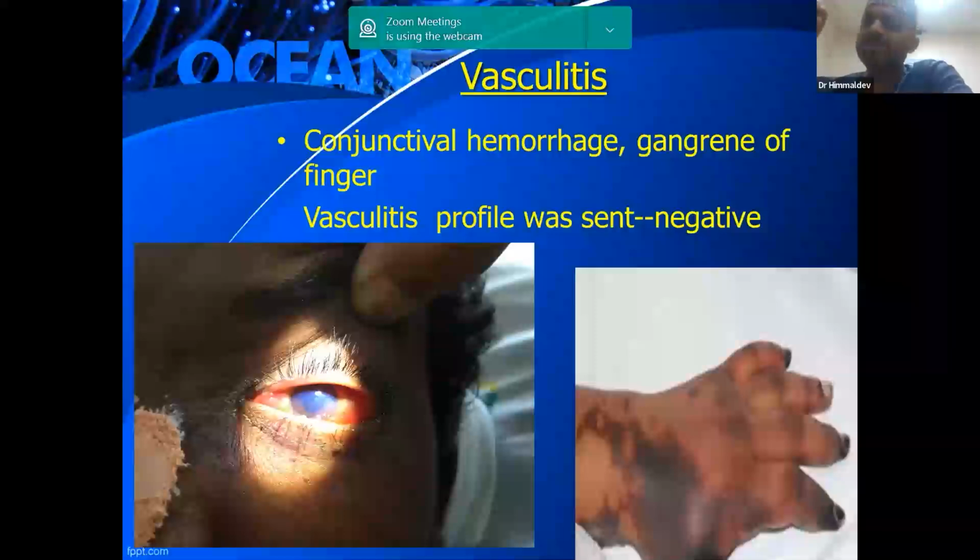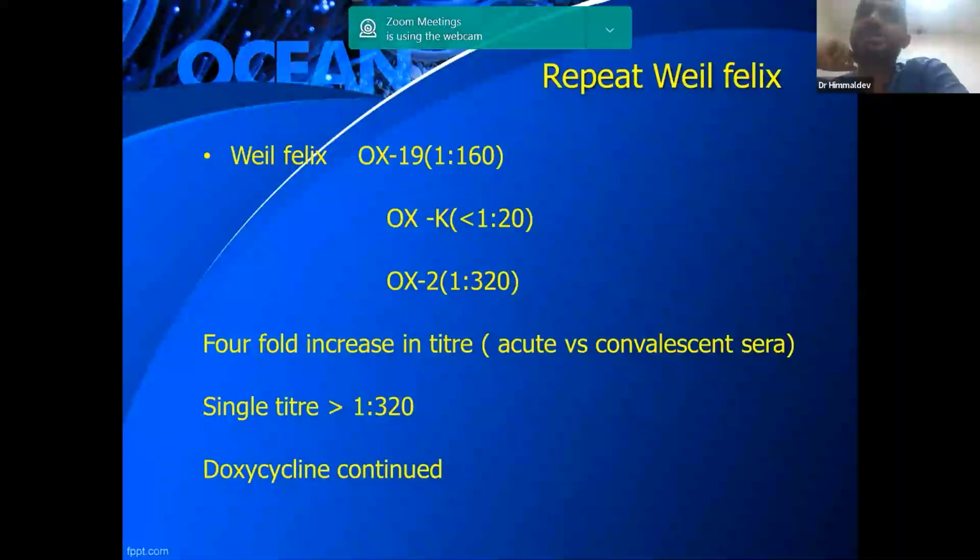But what we did was, after 1 week, we repeated this test. This is called the Weil-Felix test. This is usually done for identification or diagnosis of rickettsial infection. It is basically the detection of antibodies directed against Proteus, and these cross-reacting antibodies also detect the rickettsial infection.